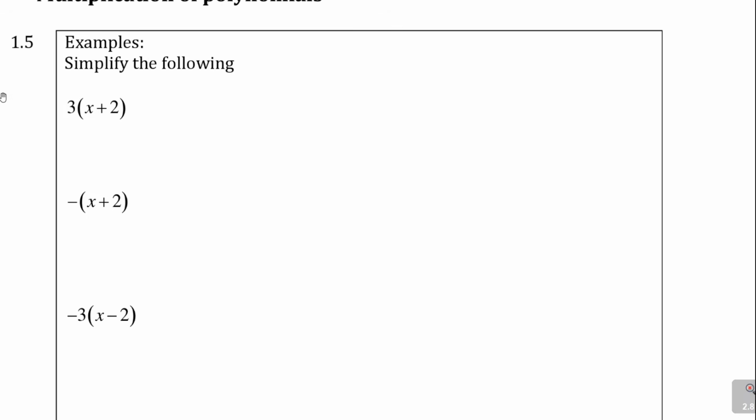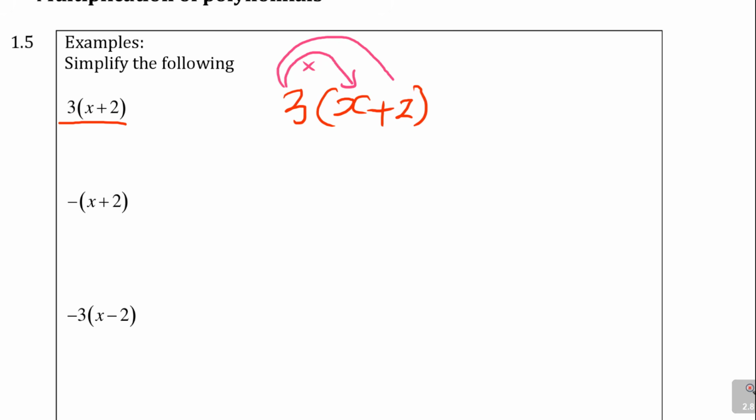Look at this. 1.5, it says simplify the following, and they gave me that. Now what do you see when they say 3 bracket x plus 2? That bracket means you must multiply. So we take the 3, it must multiply that x, and then again we take our 3, it must multiply the 2. So that bracket means everything inside must be multiplied. Bracket means multiplication, so everything inside must be multiplied by 3.